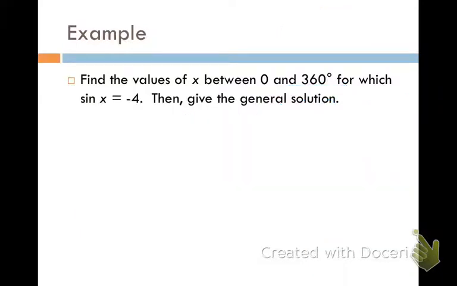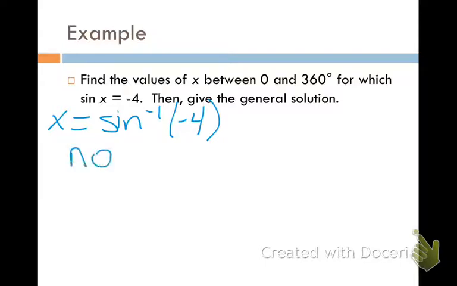One last example with sine. Find the values of x between 0 and 360 for which sine is negative 4. So I'm going to take the inverse sine of negative 4. I'm in degrees. And we get no solution. This is an error. Sine cannot be greater than 1 or less than negative 1.